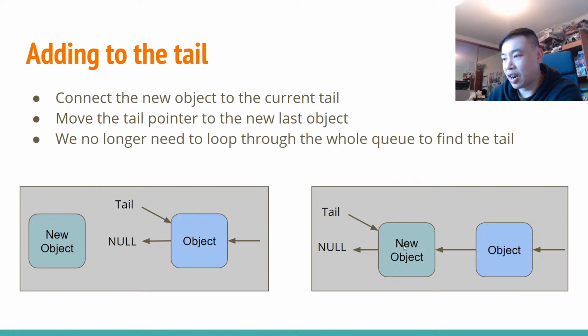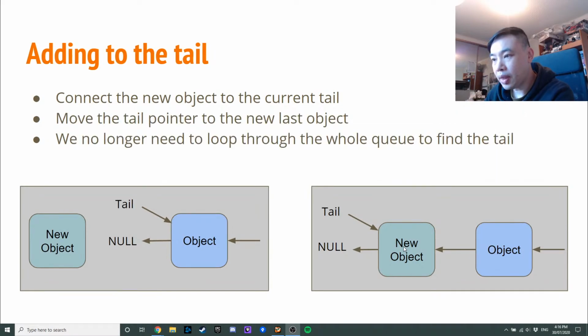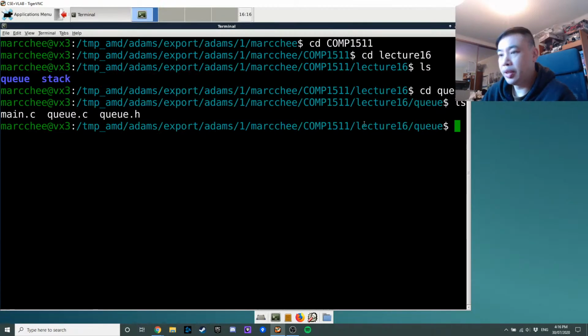So we had some slides here about adding to the tail. Adding to the tail was, we had the tail object and a new object. We were going to get the tail's next pointer to point at the new object, and then the new object can point at null, and then we move the tail pointer to the new end of the queue.